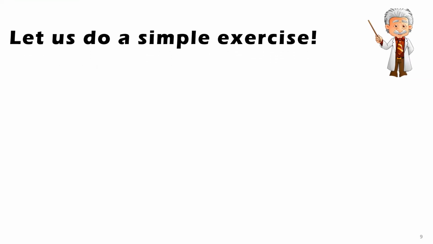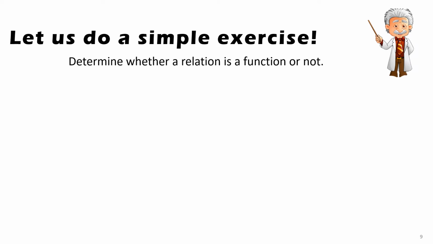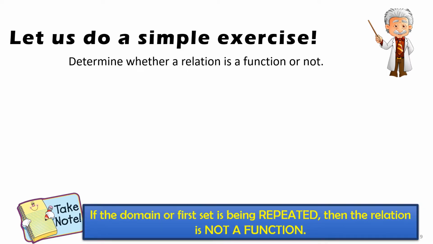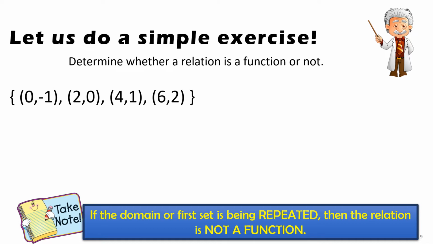Okay, now, let's do a simple exercise. So determine whether a relation is a function or not. Take note, if the domain or first set is being repeated, meaning pinaulit-ulit siya, then the given relation is not a function. Okay? So the given relation is (0, -1), (2, 0), (4, 1), (6, 2).